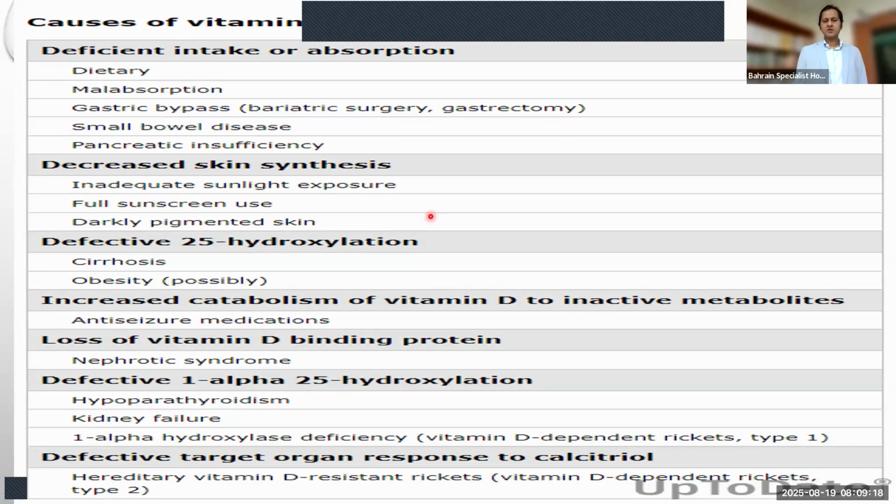Then defective 25 hydroxylation. Even if the vitamin D is produced by the skin, if there is some liver disease, the 25 hydroxylation will not occur. Similarly, kidney failure may lead to it, because there is another hydroxylation taking place there. So kidney and liver disease obviously lead to vitamin D deficiency. And then nephrotic syndrome, because the vitamin D binding protein is lost. Certain medications may increase the catabolism of vitamin D, like the anti-seizure medication phenytoin. And finally, the defective target organ: there is vitamin D resistance, and that leads to vitamin D resistant rickets.